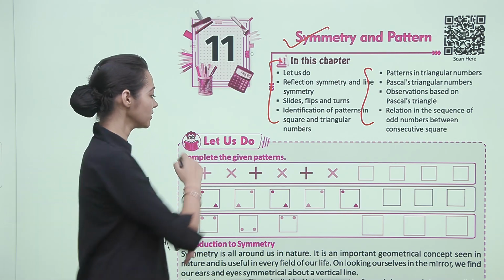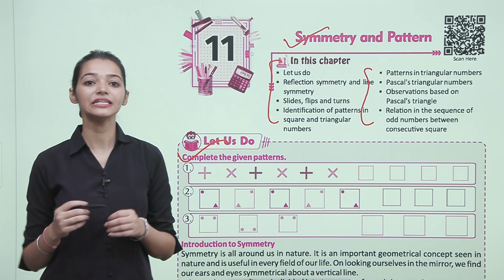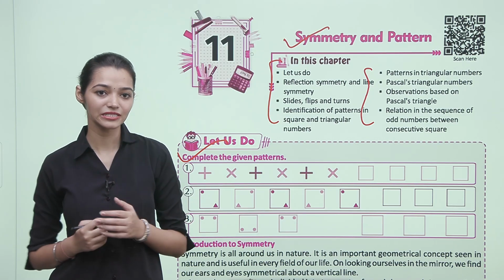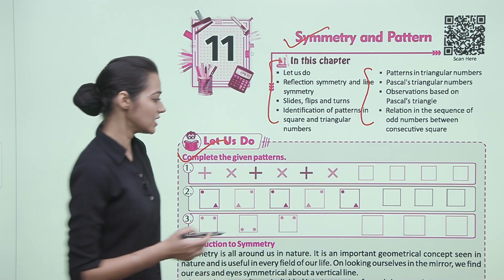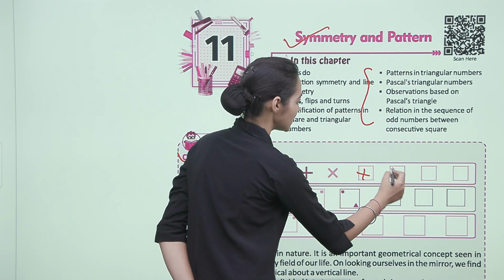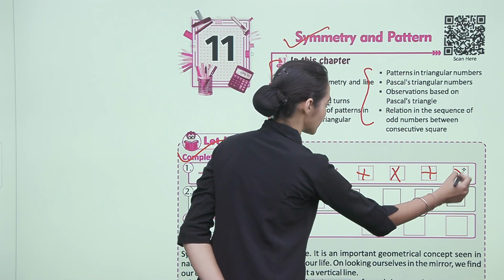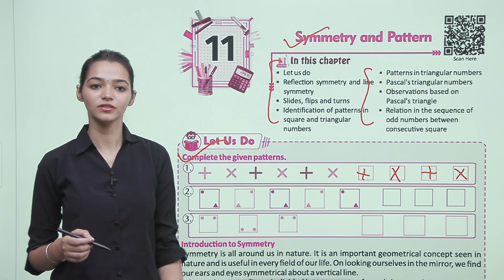Now let us start with, we have to complete the given patterns. Here we have to complete this pattern. Our first pattern is plus, then multiplication symbol, then here we have plus symbol, then multiplication, then plus and then multiplication. That's how you have to complete the remaining ones.